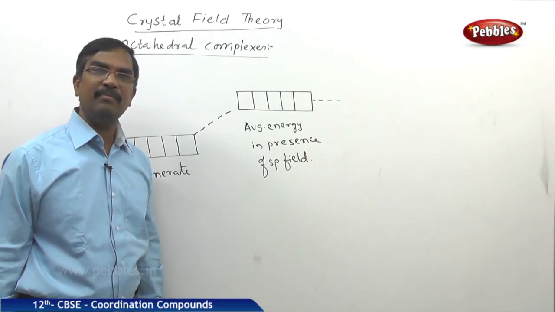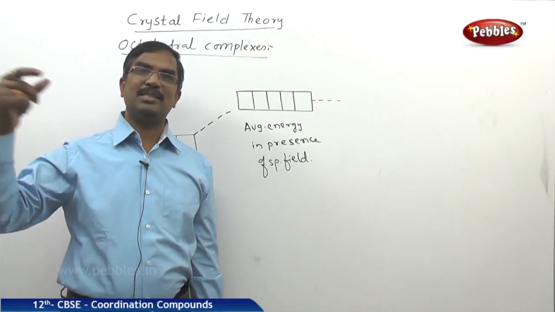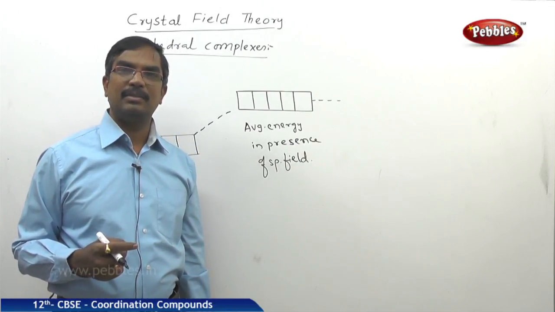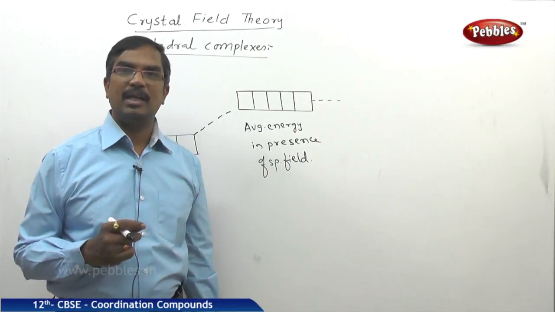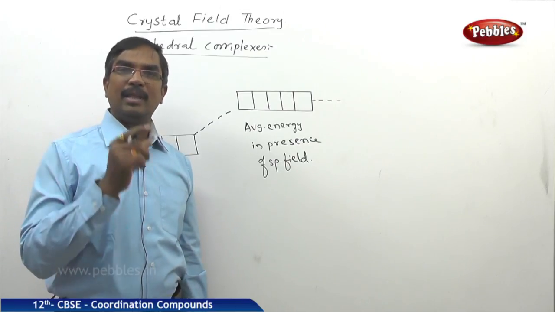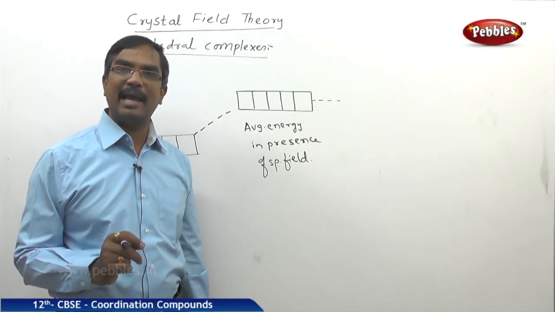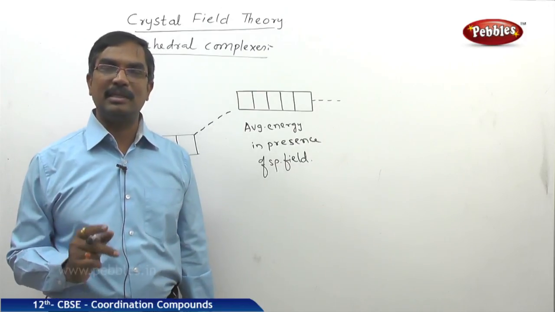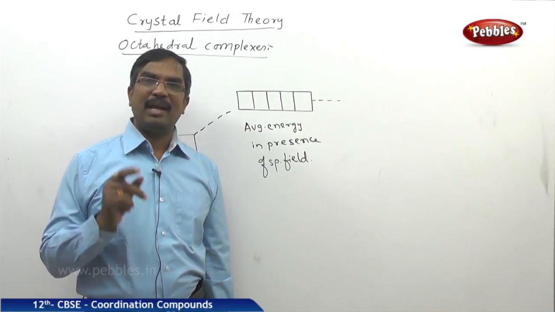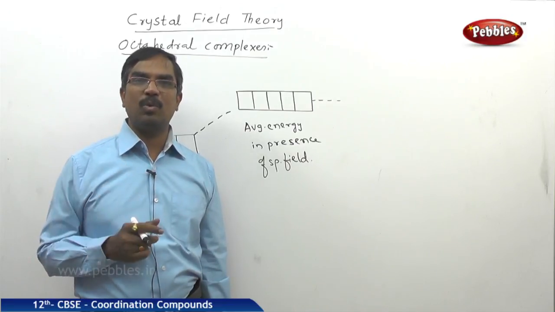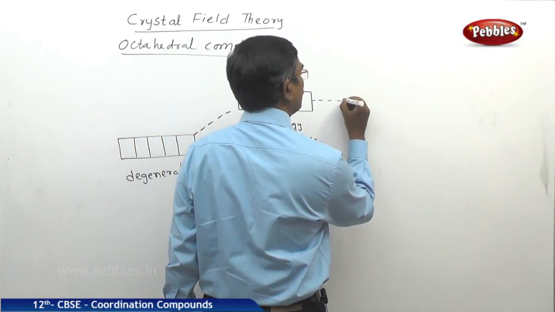So crystal field splitting in the case of the octahedral complex: if you see the ligands approaching the central atom, automatically the interaction of the ligands with the orbitals where the lobes are present along the axis will be more than with the non-axial orbitals. That's why the energy of dx square minus y square and dz square will increase to a greater extent. So we can represent this like this.